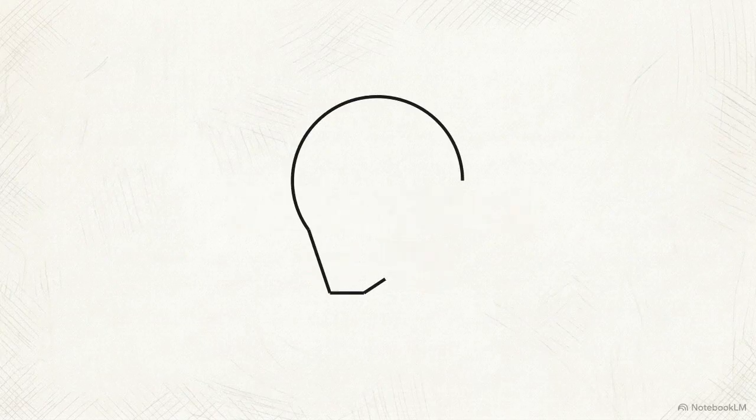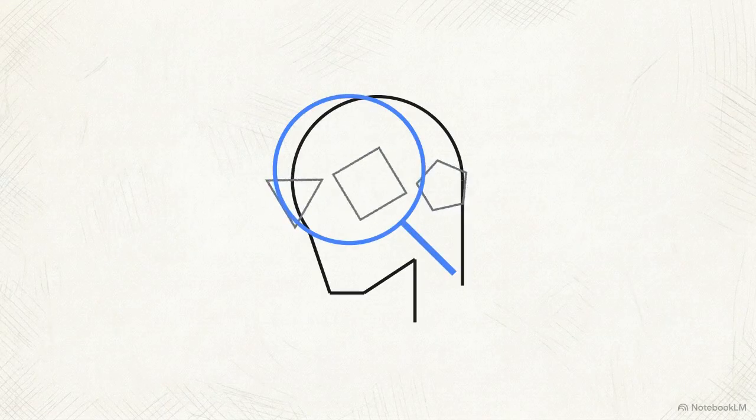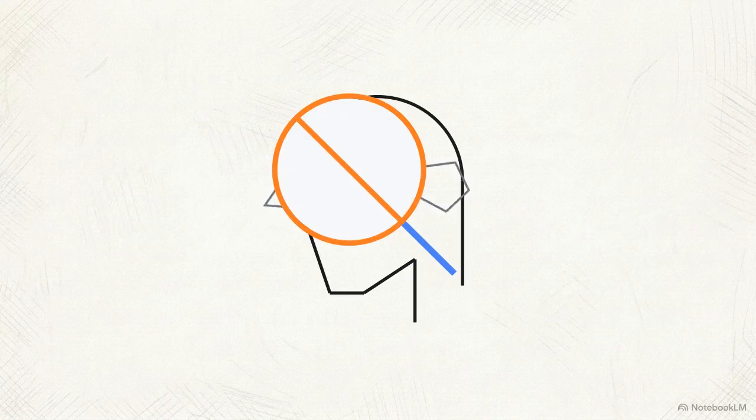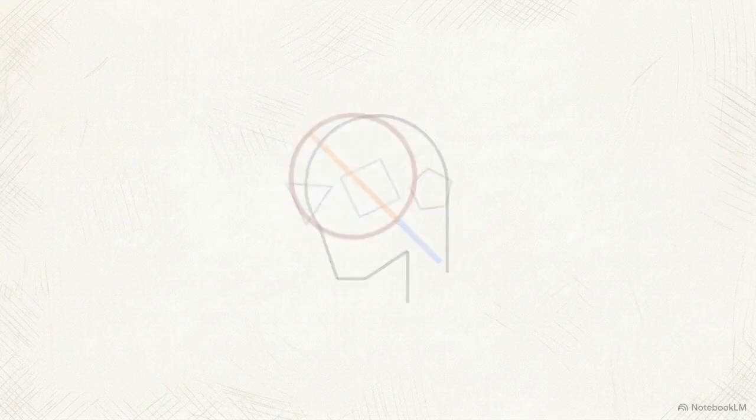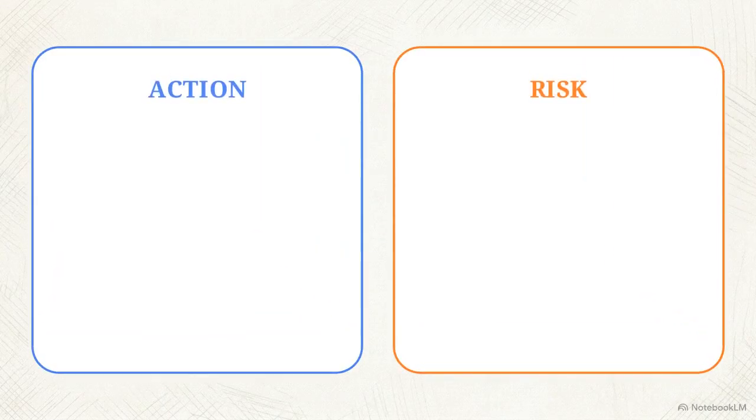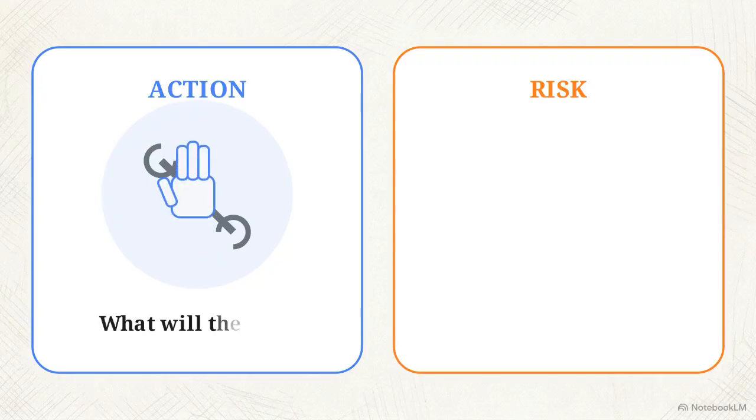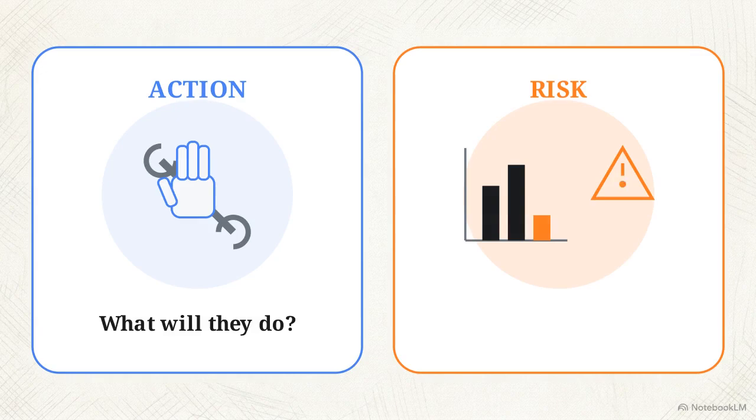As a learning designer, you obviously want your learners to understand the material, but there is no visible way to observe understanding happening inside someone's head. To translate a fuzzy internal state into a usable metric, you have to ask two distinct questions. First, what are they actually going to do with this information? And second, what bad thing happens if they don't know it?